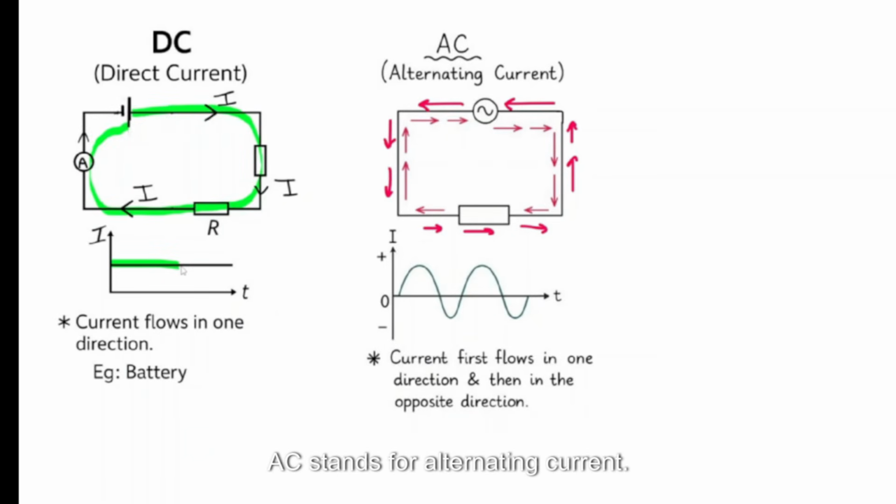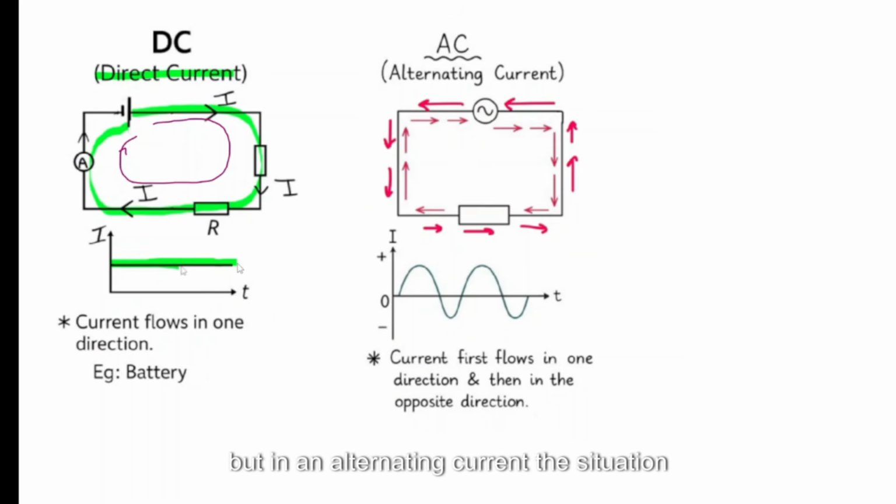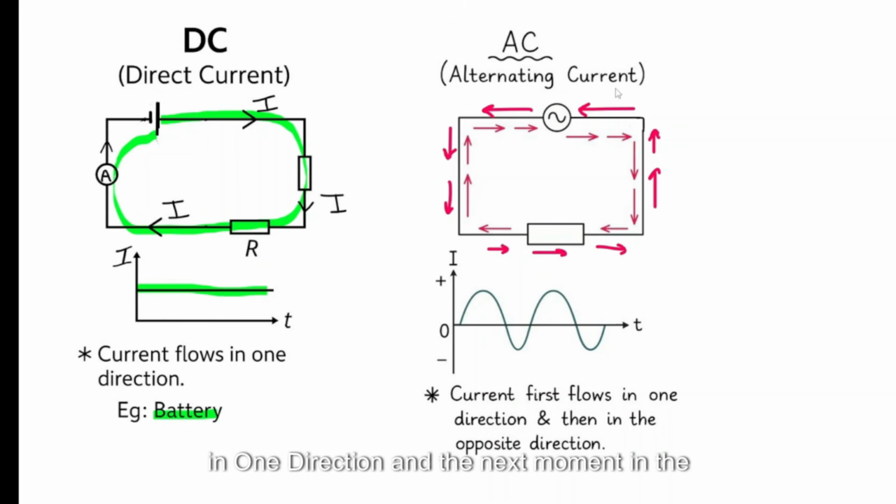DC and AC. DC stands for direct current. AC stands for alternating current. So in DC, current will start from one end and it will just flow in the circuit in one direction like that. So the current against time graph is like this. You can see the size of the current is constant over time. For example, a battery provides DC, but in an alternating current the situation is different. So the idea is this pushes the current first in one direction and the next moment in the other direction, and so on and so forth.